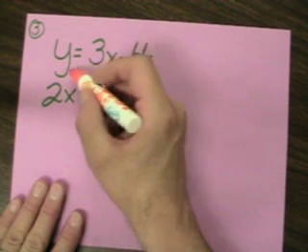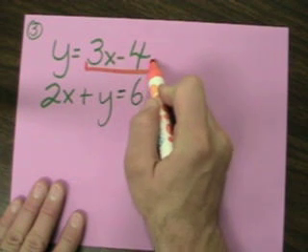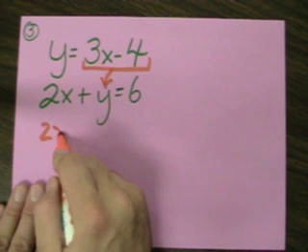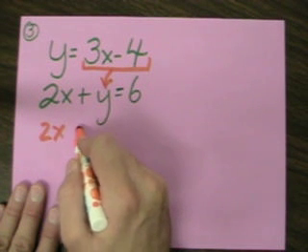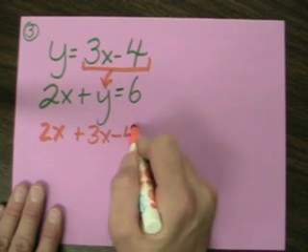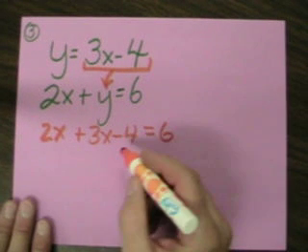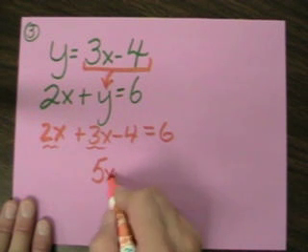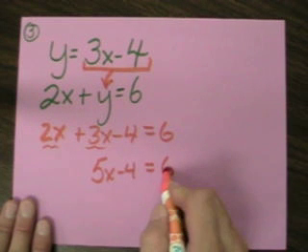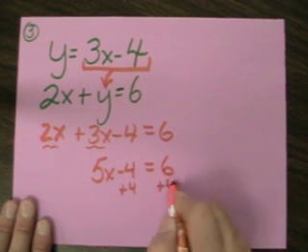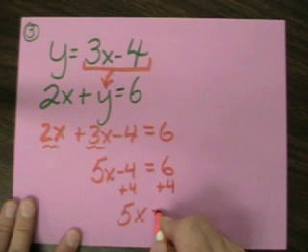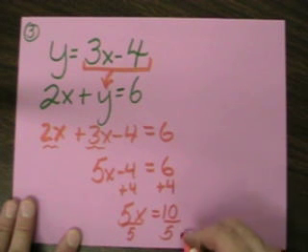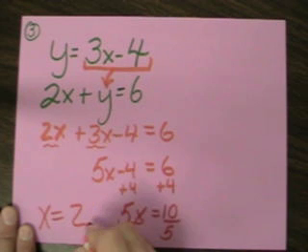Okay, substitution. I'm going to plug this in because y is 3x minus 4. That means I'm going to put it in here for y. So I'm going to do 2x plus 3x minus 4 equals 6. I can tell I've got a little bit of simplifying to do with these two terms. We'll simplify. Get 5x minus 4 equals 6. Add 4 to both sides. You get 5x equals 10. Divide by the number on x. I'm going to write it over here, x equals 2.